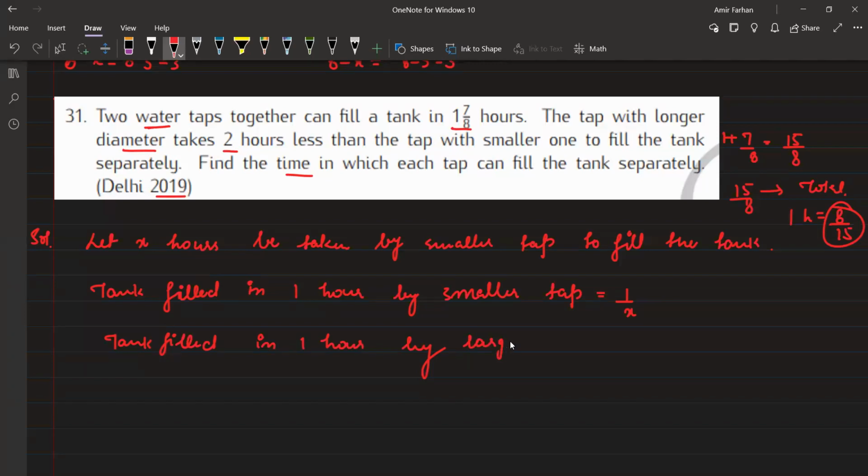In 1 hour, by the larger tap it will be equal to 1 by x minus 2. Clear? Yes or no?